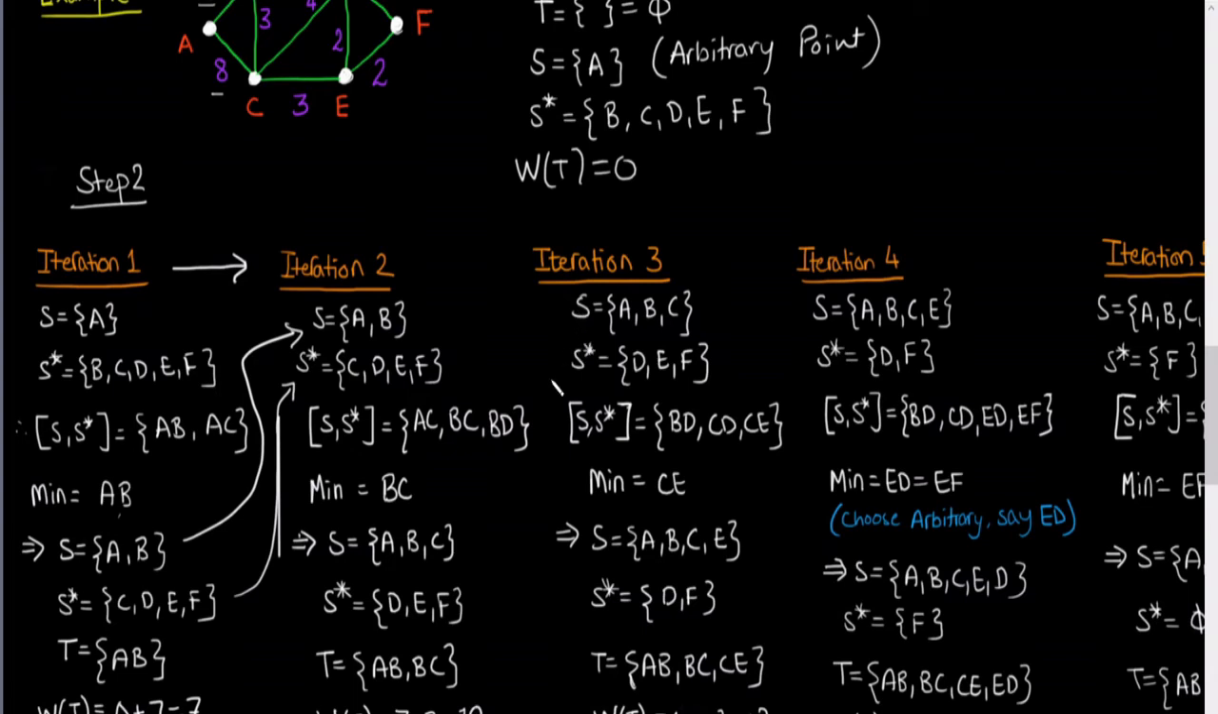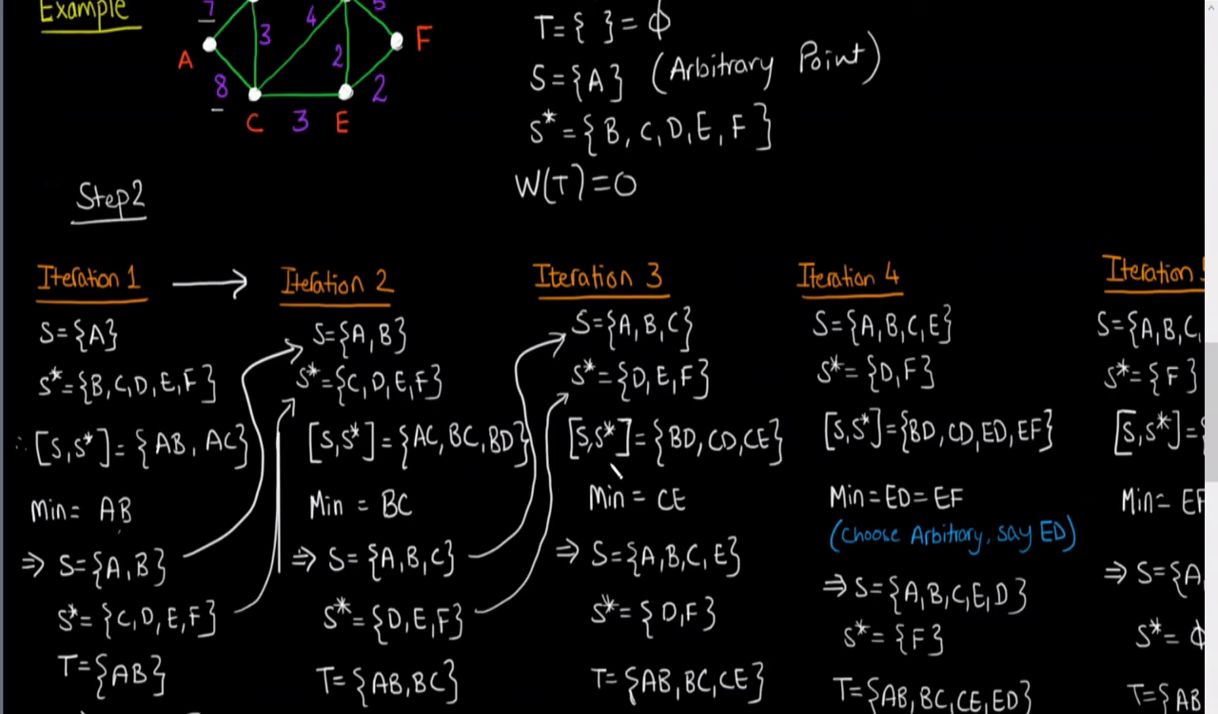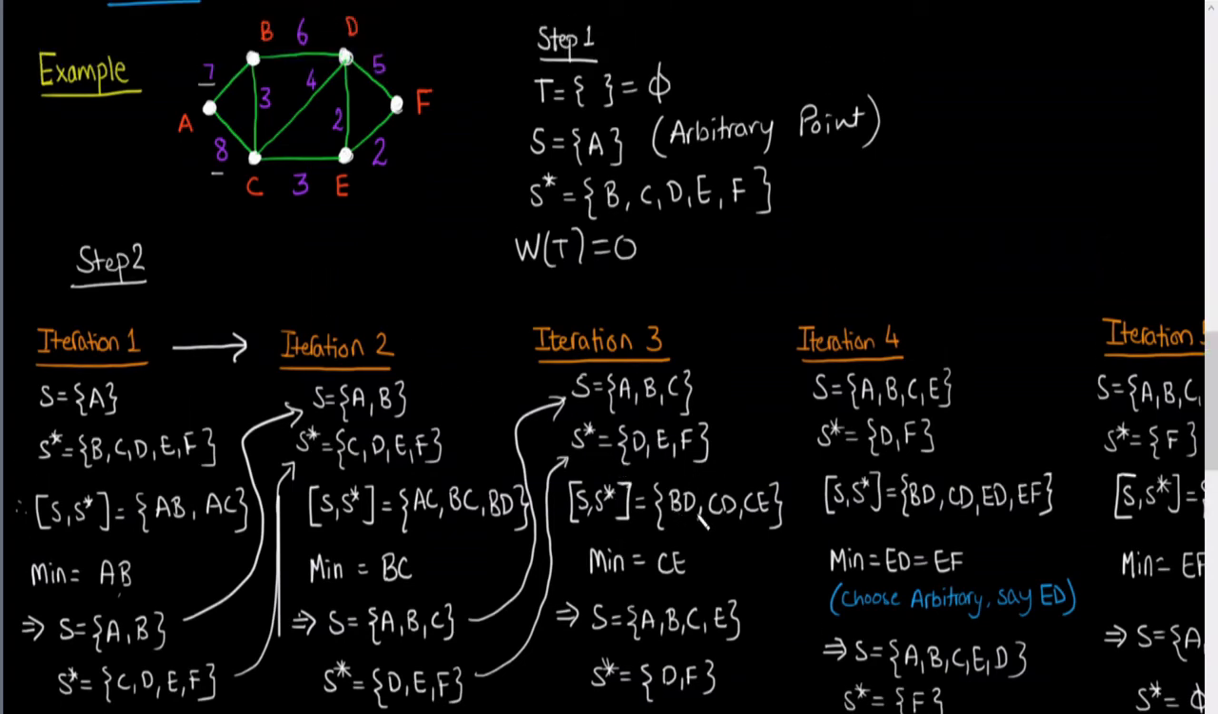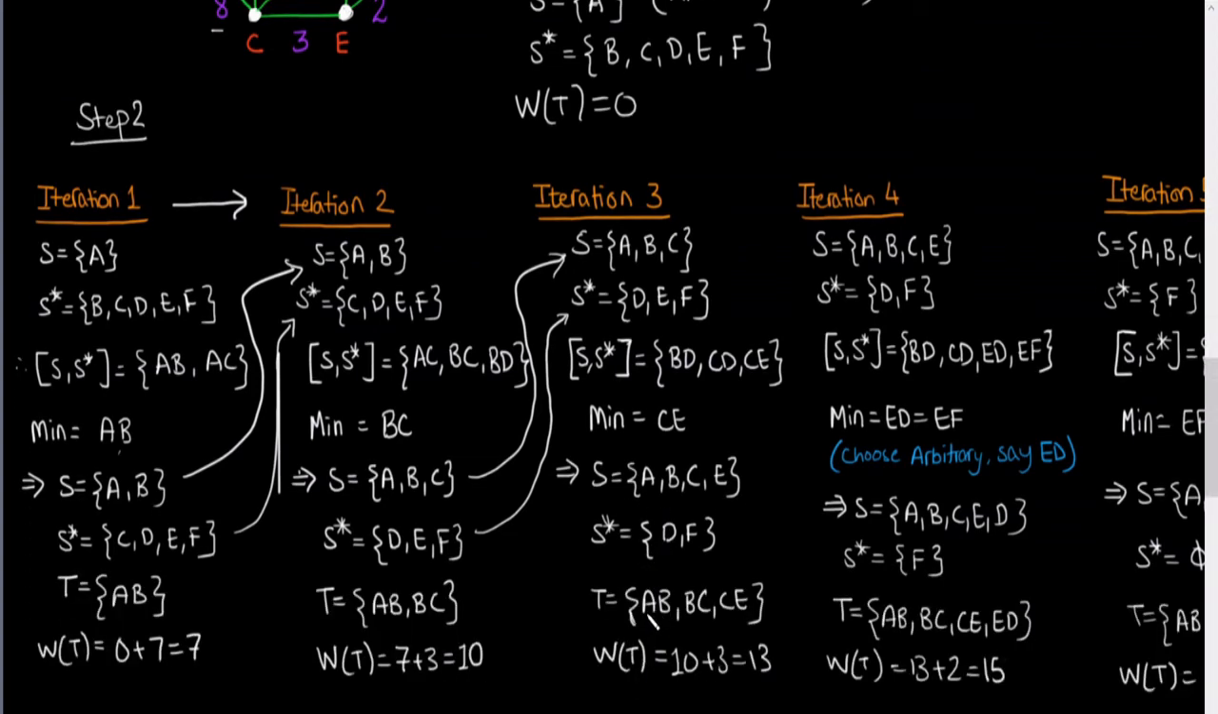Similarly for iteration 3, now we have S as ABC, S star as DEF, that is basically just V minus S. Now again we write the set of edges from S to S star, that is BD, CD and CE, and the minimum weight of the edge among these is CE, as it has a weight of 3. So then we append S to be A, B, C and E. Our S star becomes D comma F, and our T, that is our edge set, becomes AB, BC and CE, and our weight gets updated to 10 plus 3 equals 13.